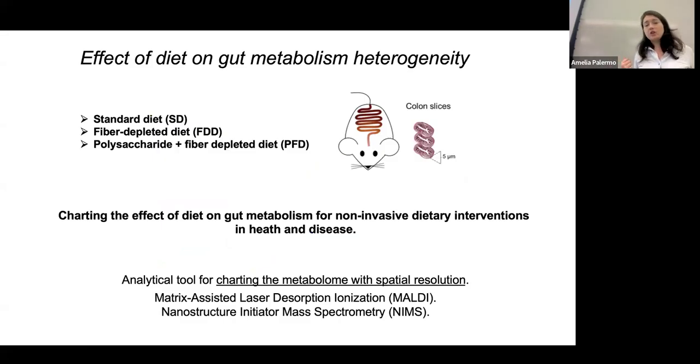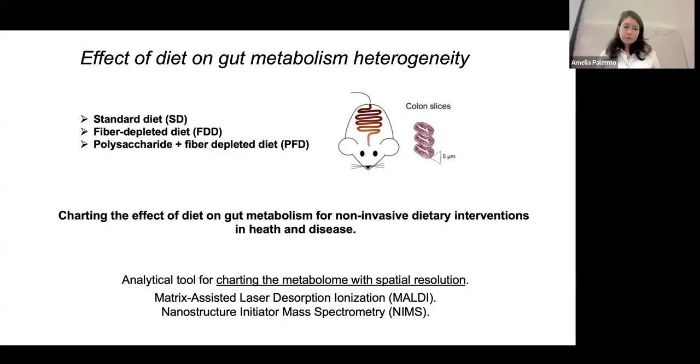So to understand whether such an approach was actually amenable for biological studies, we made this investigation. It was in the frame of a bigger investigation, but we thought this was interesting enough to have an understanding of both the spatial resolution of metabolism and whether the technique could indeed confirm the expected changes. So we took mice under 3 different diets for 1 week: a standard diet, a fiber-depleted diet, and a polysaccharide and fiber-depleted diet.